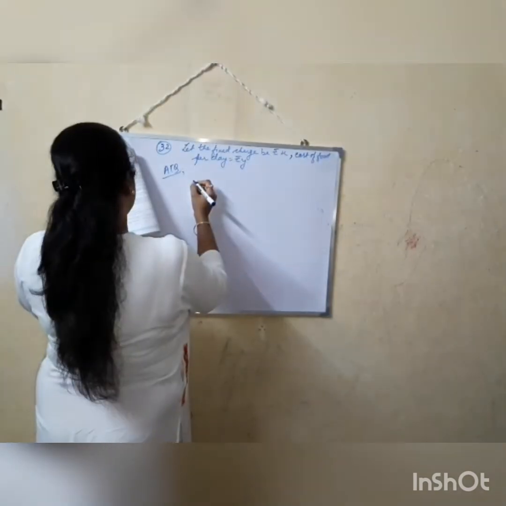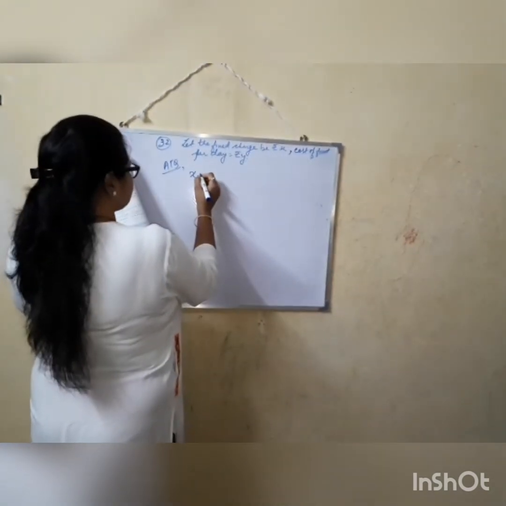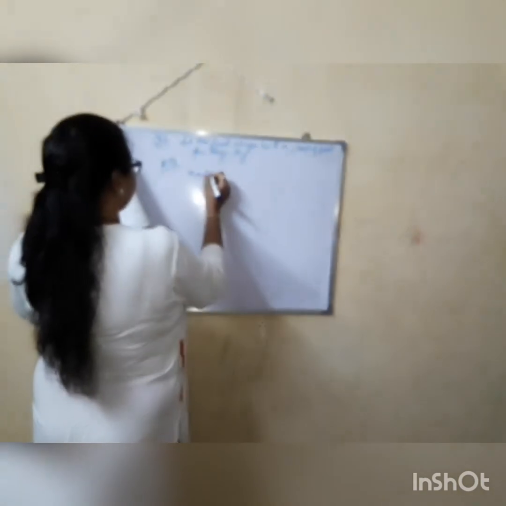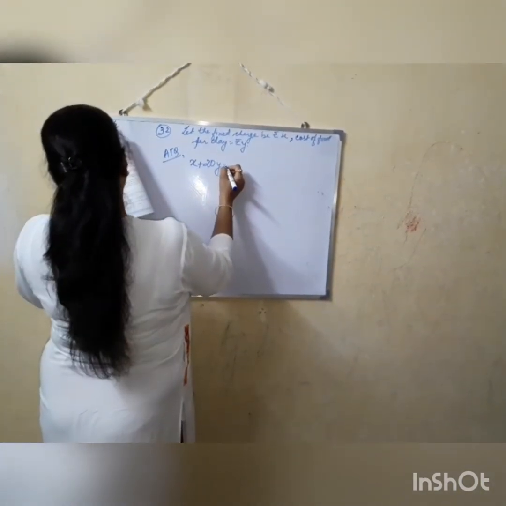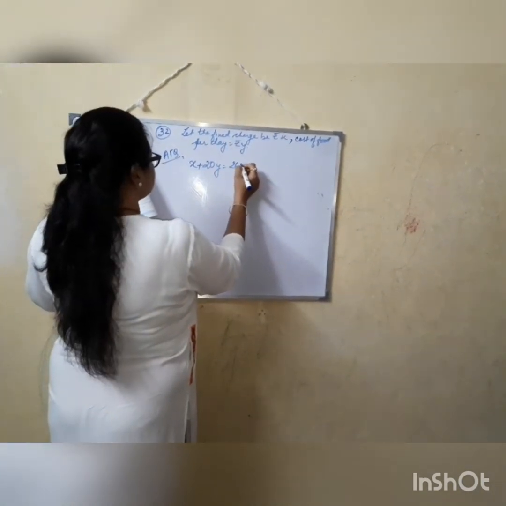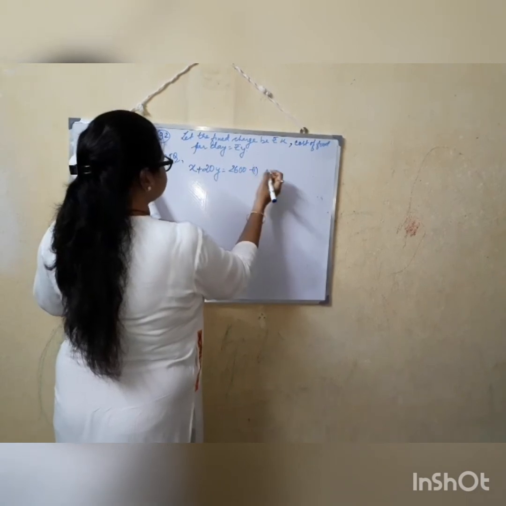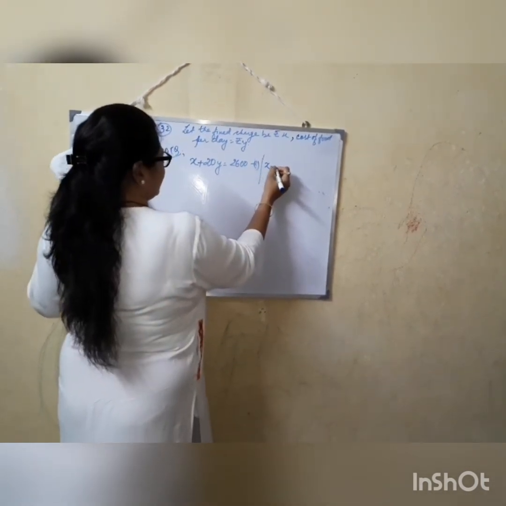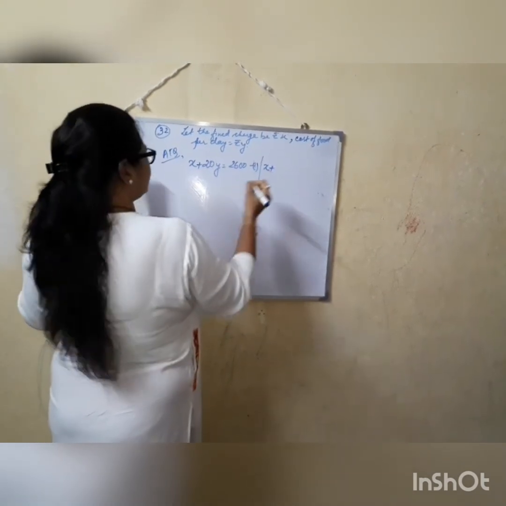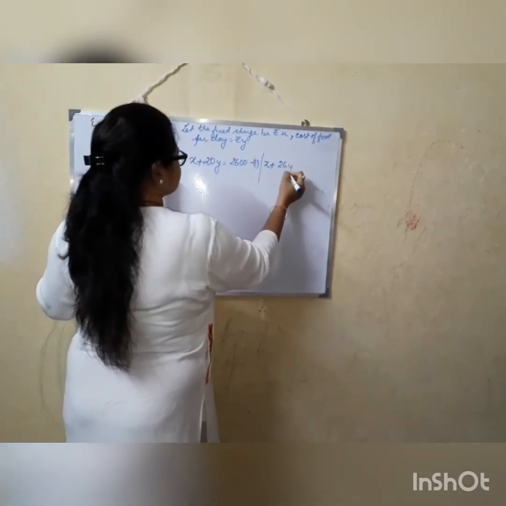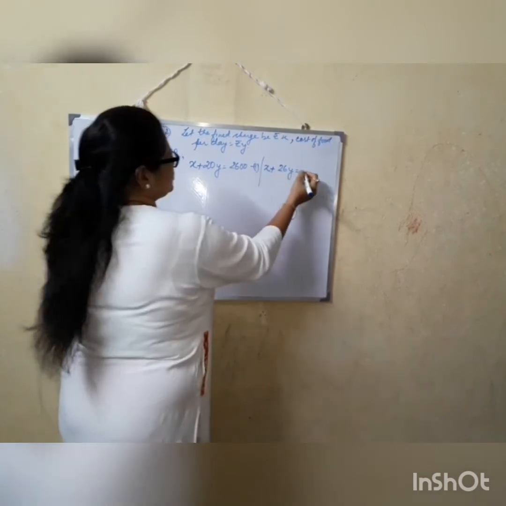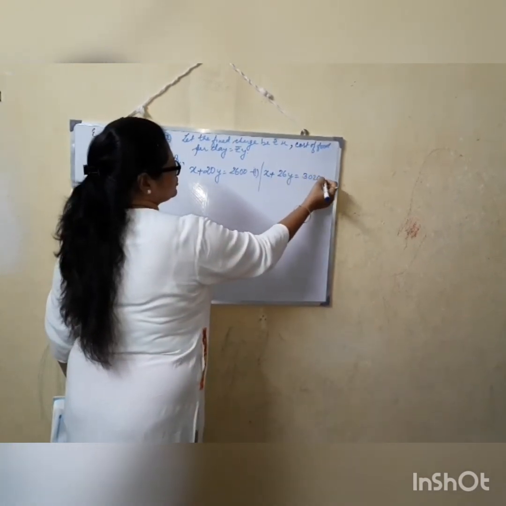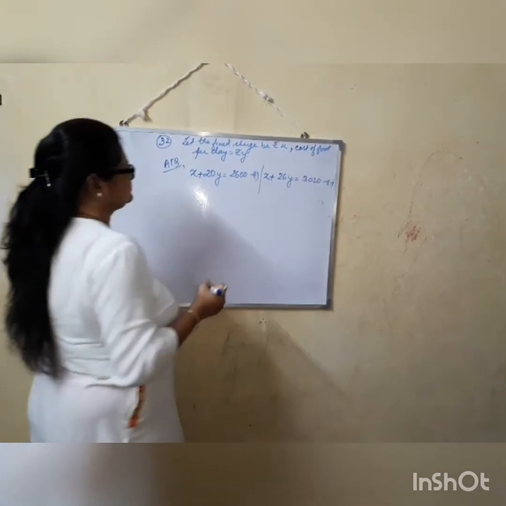For Bhavna, the fixed charge is X and she is taking food for 20 days. So total charge she is paying is 2,600. This is the first equation. For Divya, the fixed charge is X and she is taking food for 26 days and she is paying in total 3020. So this is the second equation.